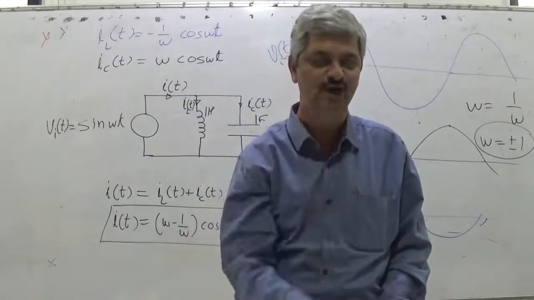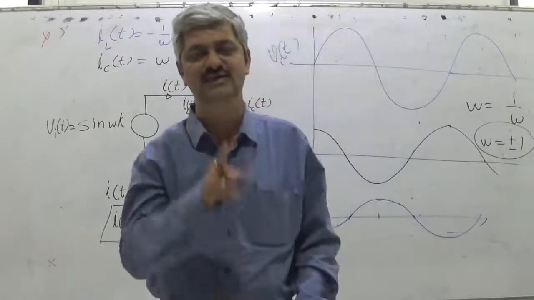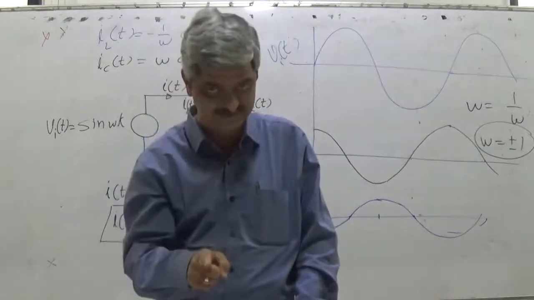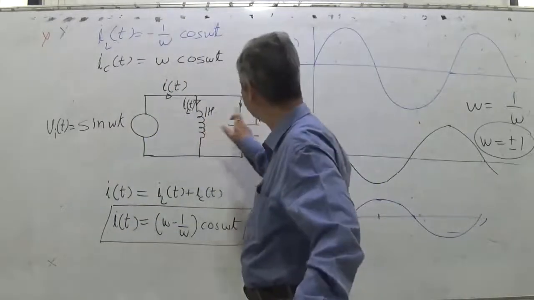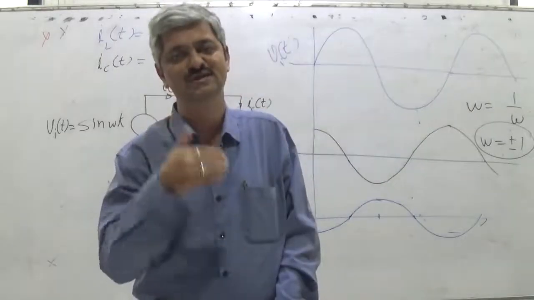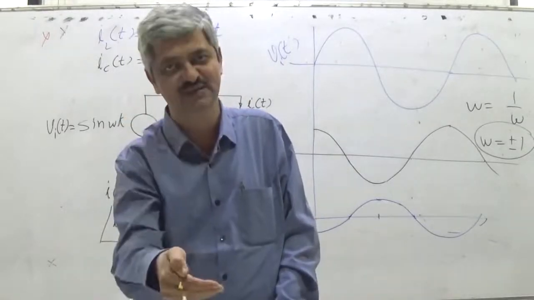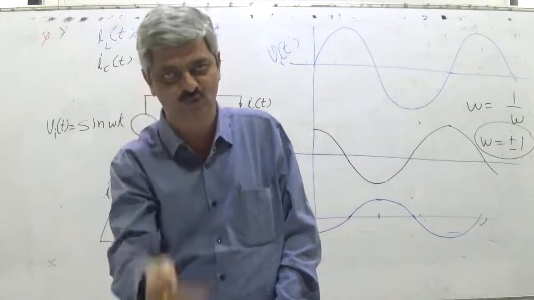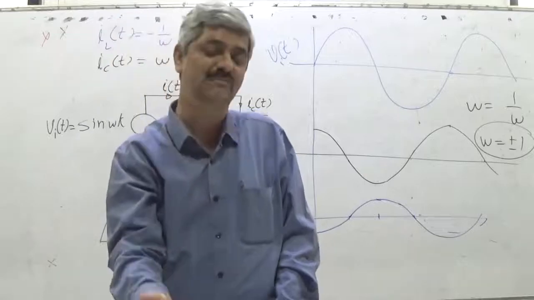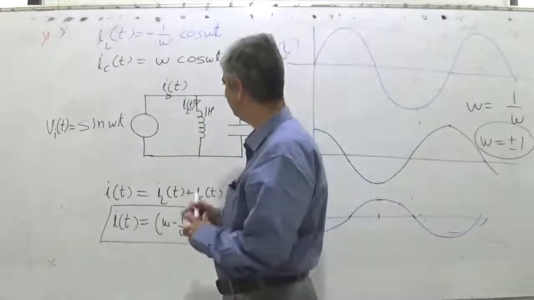If I apply a sinusoid of angular frequency omega equal to 1, that is 2 pi f equal to 1, f is equal to 1 upon 2 pi hertz. For L equal to 1 and C equal to 1, it is called the resonant frequency. For this frequency, omega and 1 upon omega become equal, so capacitor current and inductor current, which are already opposite, become equal and opposite. They cancel each other, so total current is 0.